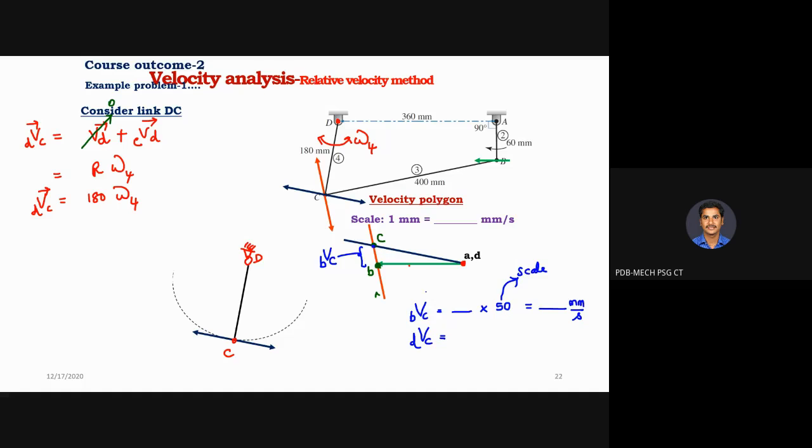எந்த மெஷர்மெண்ட் எடுக்கணும்ப்பா? Velocity of C with respect to D. Blue line, sir. Yes, this blue line. பாலிகன்ல இருந்து எவ்வளவு மெஷர்மெண்ட் வருதோ மெஷர் பண்ணிட்டு அது இங்க போட்டுக்கோங்க. Into 50, that is equivalent to போட்டீங்கன்னா எவ்வளவு வரும்? Some velocity per mm per secondல கிடைக்கும். Is it clear? Okay, sir.